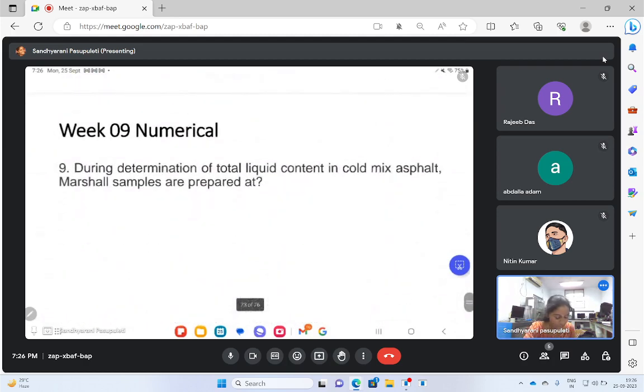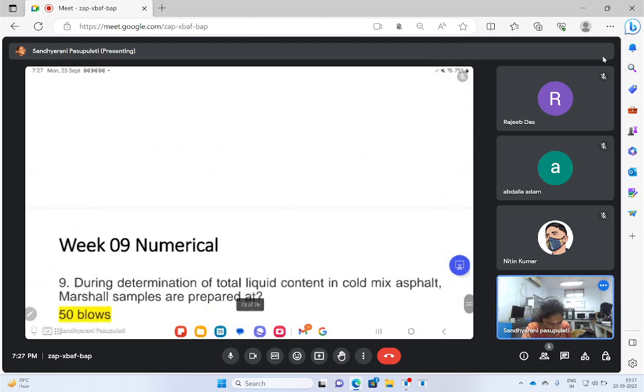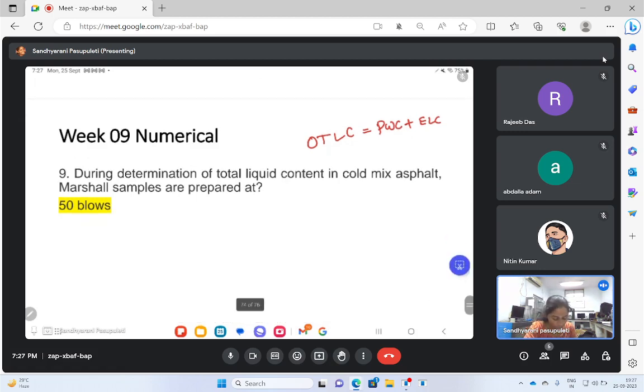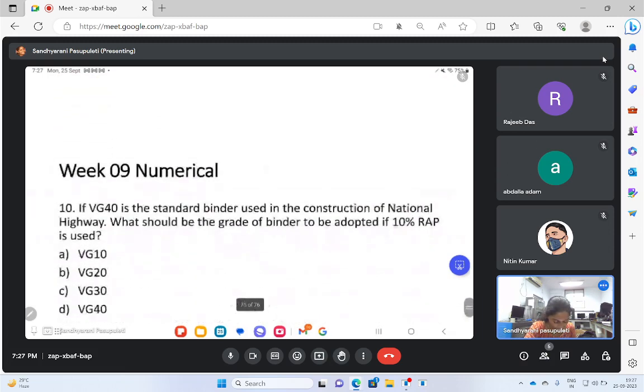During the determination of total liquid content in cold mix asphalt, Marshall samples are prepared at. Okay. If you remember the total optimum total liquid content, which is nothing but pre-wetting liquid content plus the emulsion liquid content. Okay. So what we have done, we have prepared the master specimens and we compacted them to the 50 blows, and then these 50 blows are the criteria used to determine the optimum total liquid content.